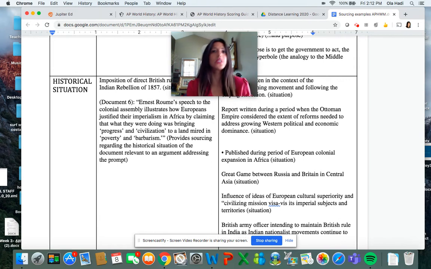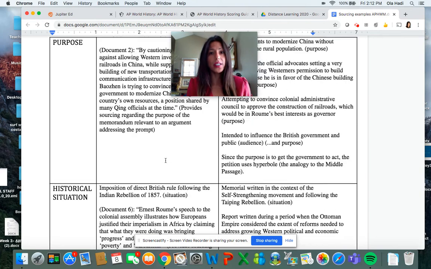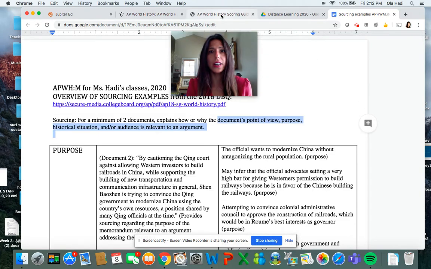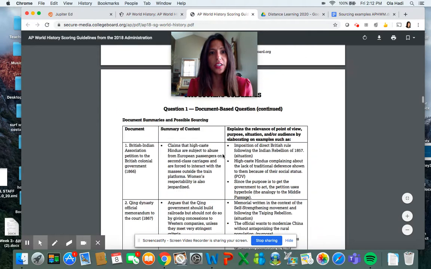So the sourcing is just another way of analyzing the evidence to say, well, this evidence might be affected by this or that. We can't just say someone is biased. We can't just say someone is racist. We can't say someone is a certain way. We have to explain why and how we see it in the document or how it affects the document. That second part is really important. So what I've done is I went to the 2018 DBQ that happened just last year.